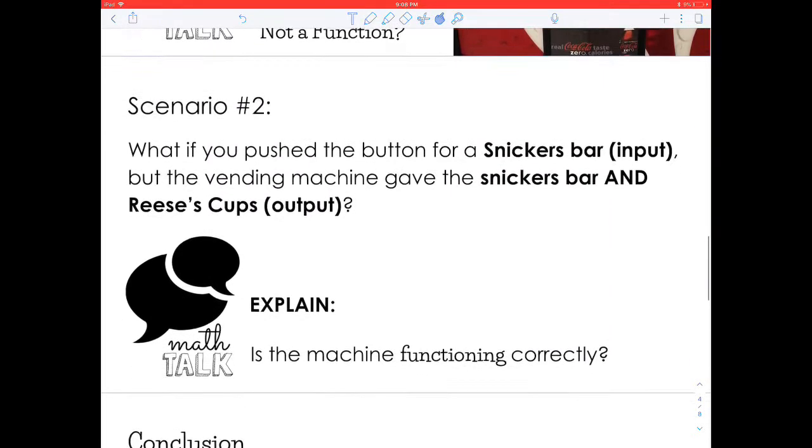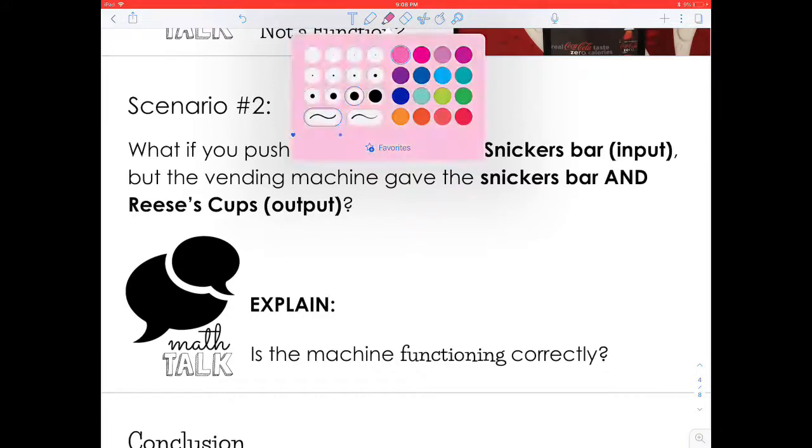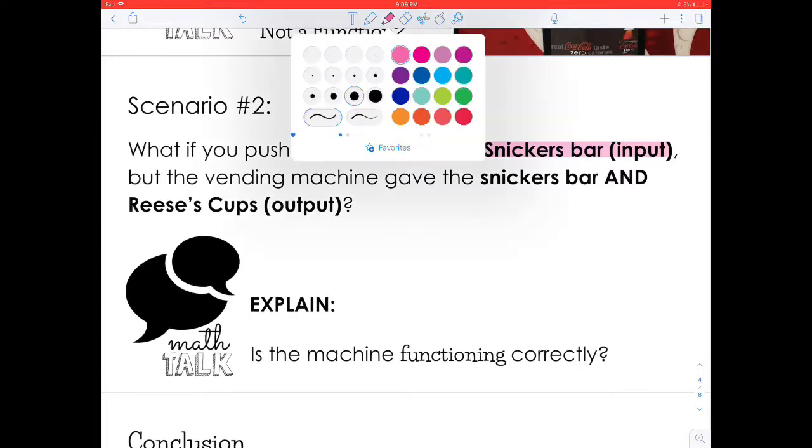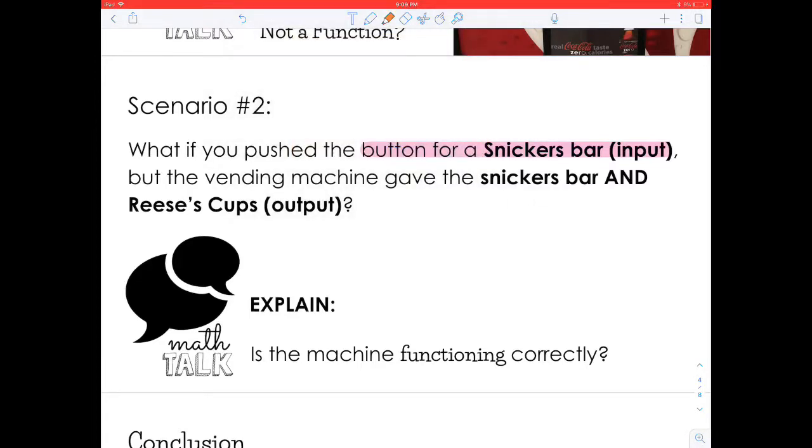Okay, let's look at scenario number 2. So what if you pushed the button for a Snickers bar? Okay, that is your input. Button for a Snickers bar. But the vending machine gave the Snickers bar and the Reese's cups, and that would be your output. Snickers bar and a Reese's peanut butter cups. Okay, so think about this one. Is this machine functioning correctly?